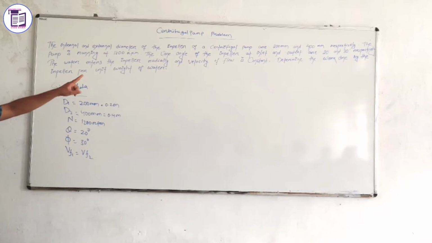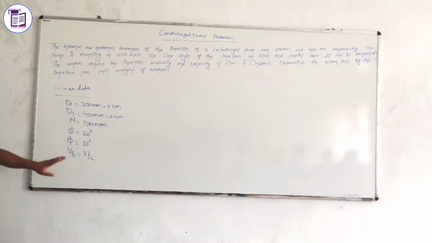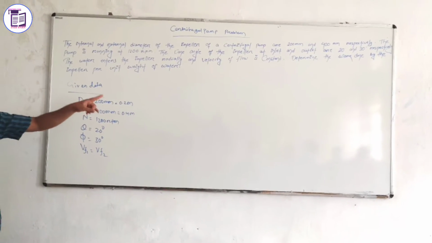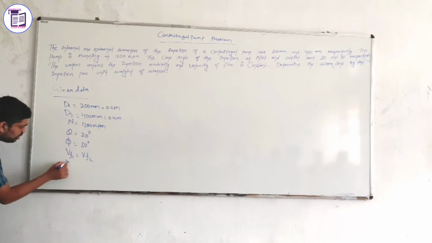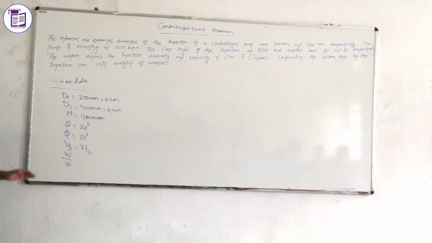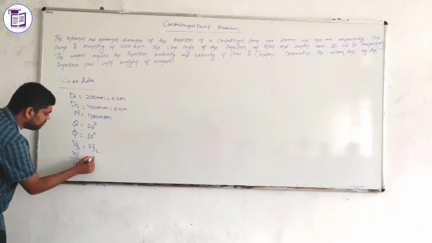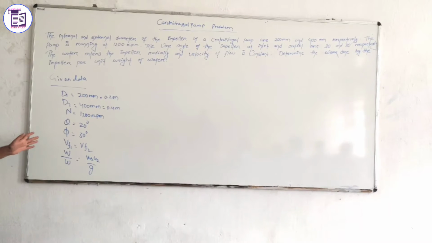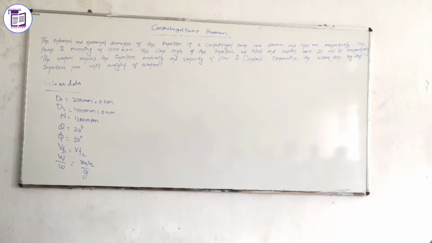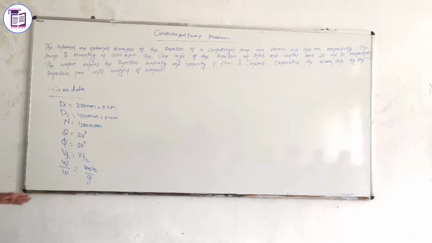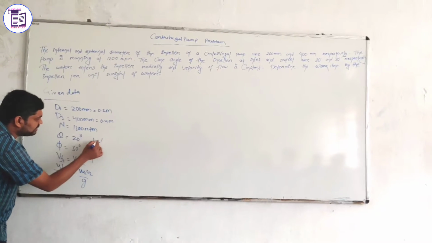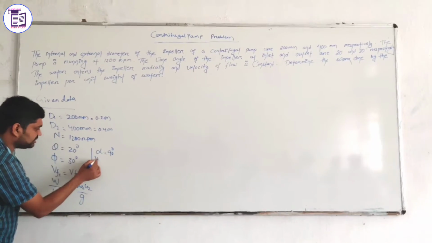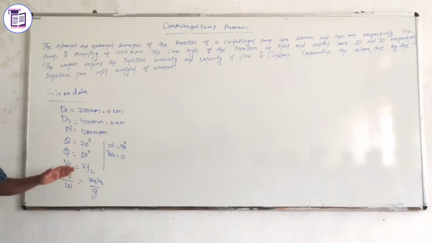The water enters the impeller radially and the velocity of flow is constant, so Vf1 is equal to Vf2. Determine the work done by the impeller per unit weight of water. So what do we have to find? Work done per unit weight. The formula for work done per unit weight is Vw2 U2 by g. You already found this in the previous video. Here, from the condition, alpha is equal to 90 degree, because the inlet angle is 90 degree, so Vw1 is 0. These conditions are already given.